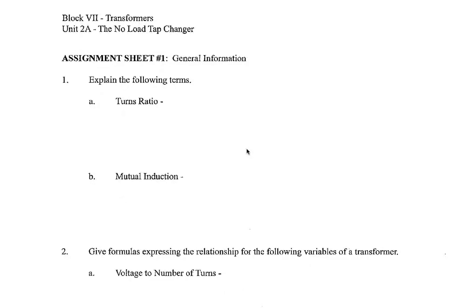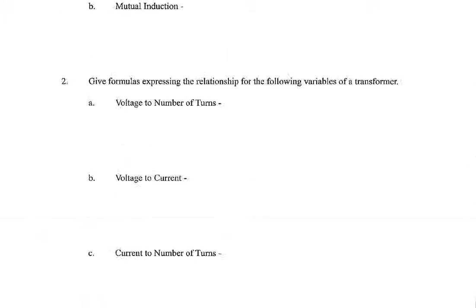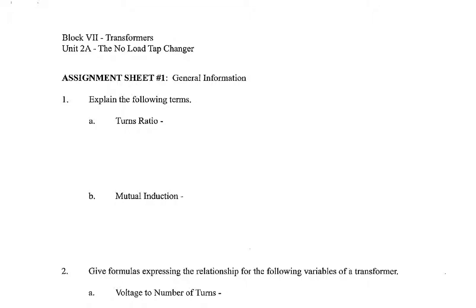Let's just go over the questions on the transformer that you hadn't answered. Looking here at assignment sheet 1, I see you really didn't answer any of these. I'm not sure if it's because you didn't really understand them or didn't have time, but okay, the first question asks you to explain two things, the turns ratio and mutual induction.